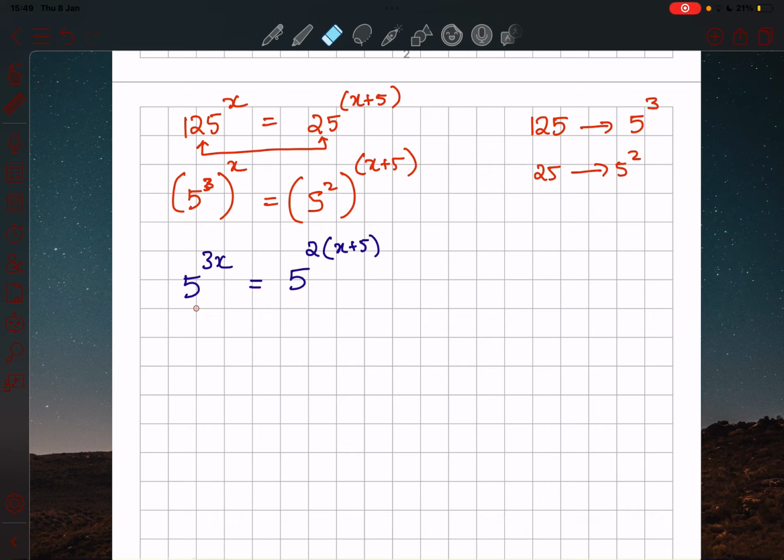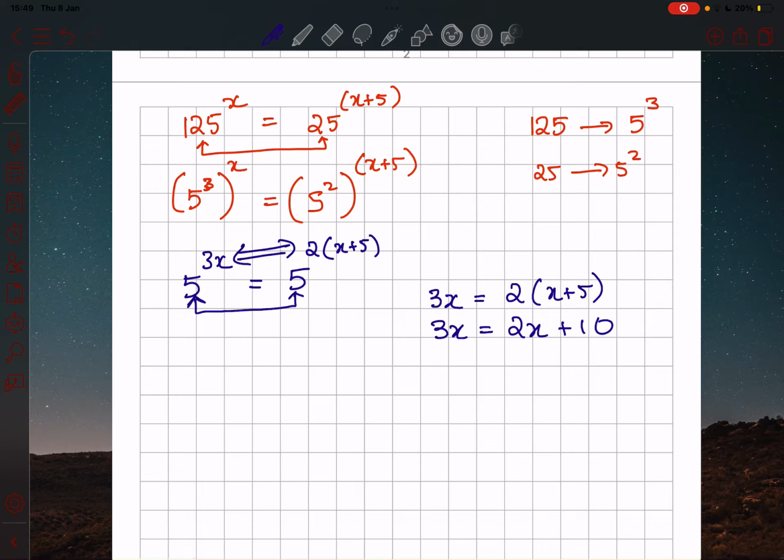Now that you have two exponential expressions that are set equal to each other and the bases are the same, you can argue that the powers need to be equal to each other. So now you've got 3x is equal to 2 lots of x plus 5, meaning 3x is equal to 2x plus 10. Subtract 2x, and x is equal to 10, and that is your answer. So that's our 5 questions for the day.